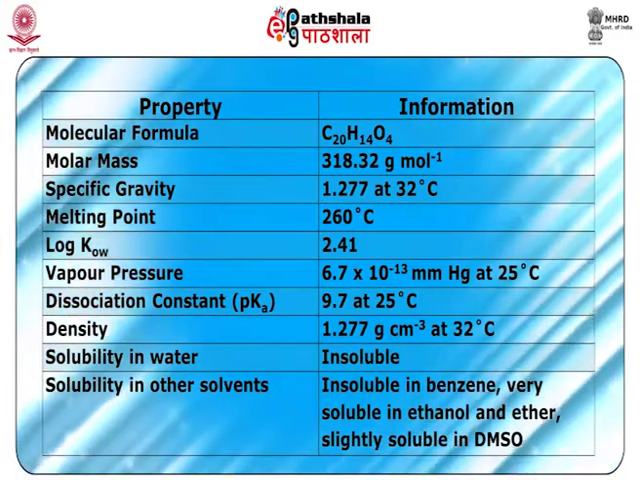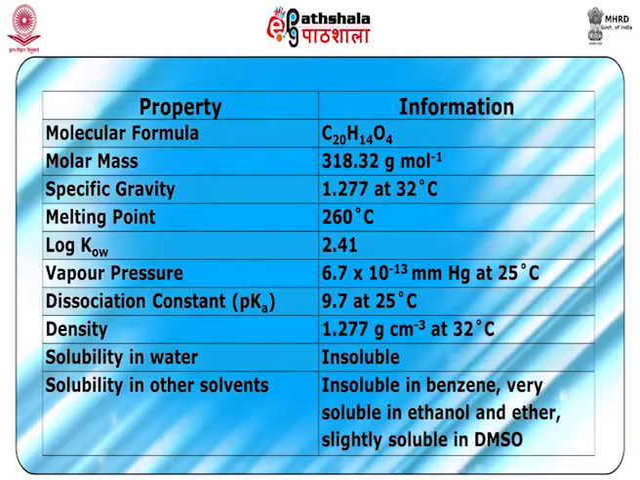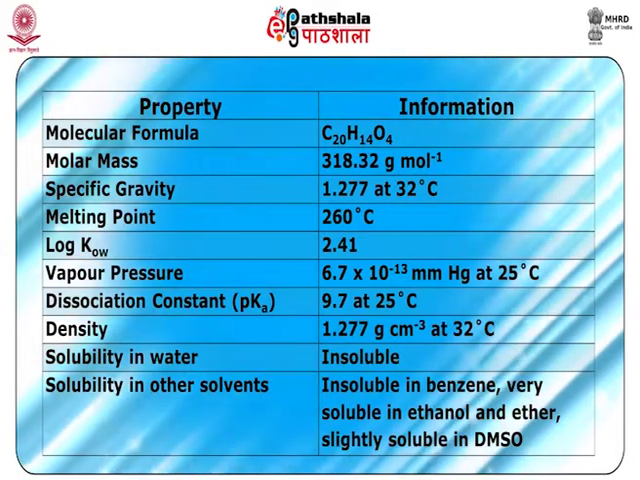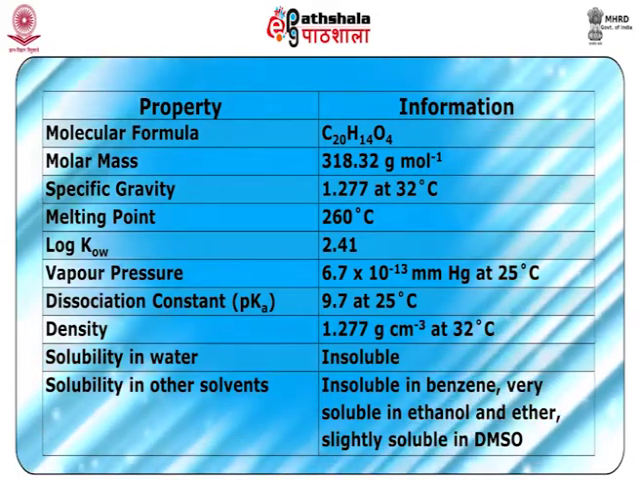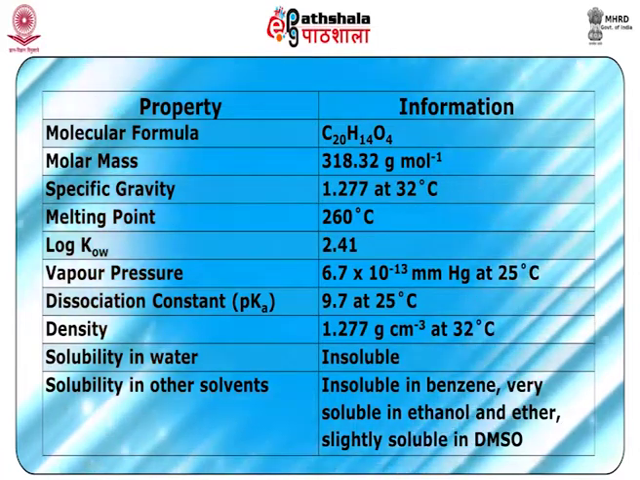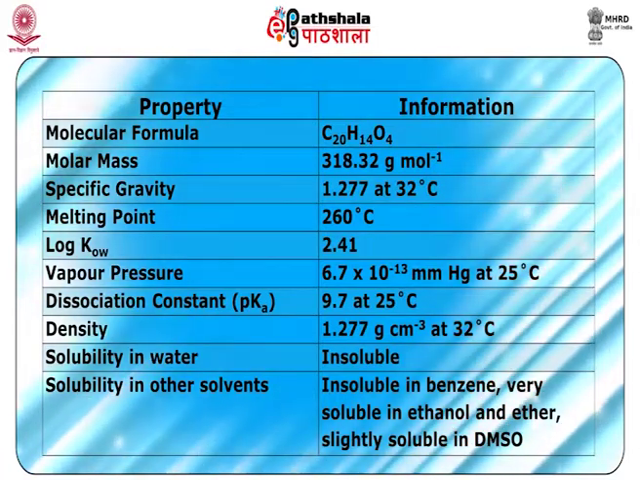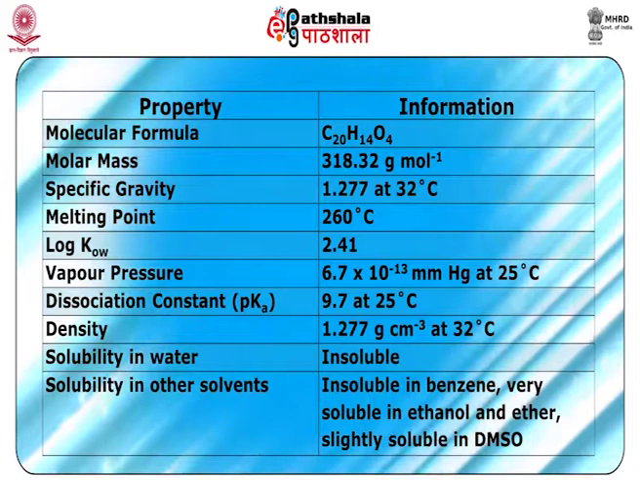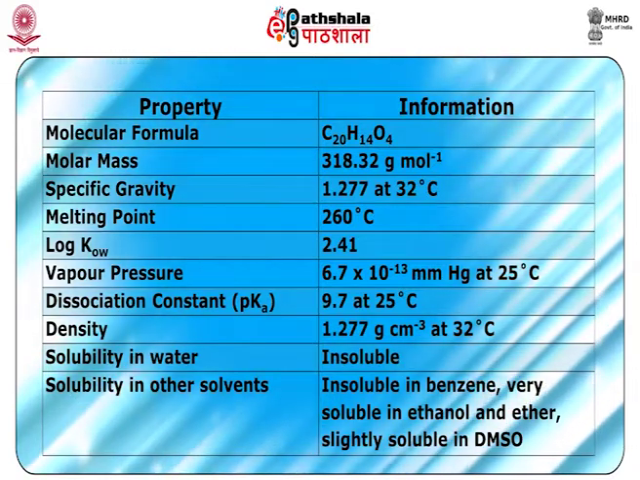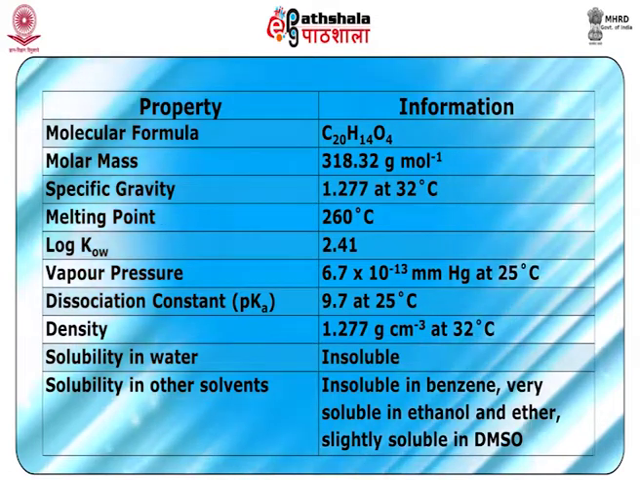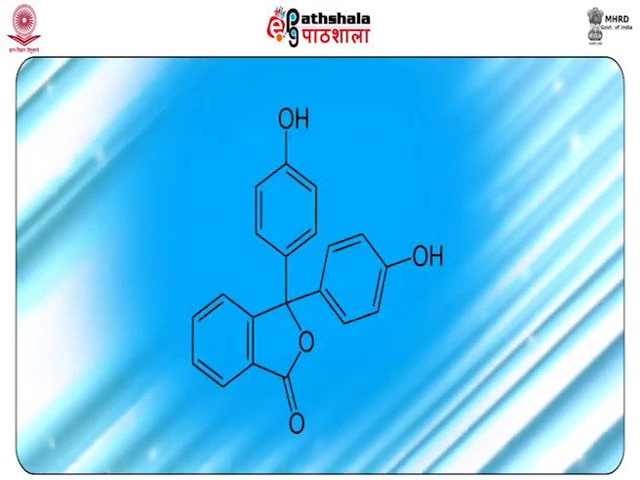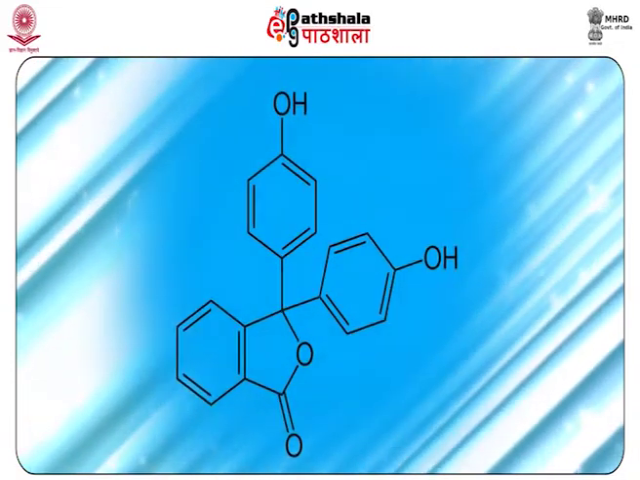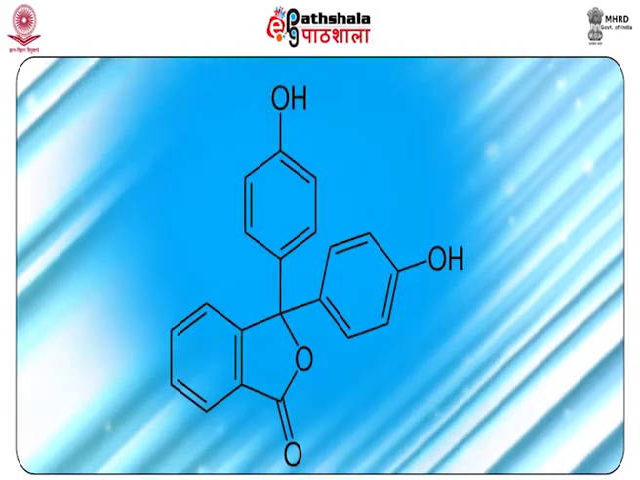Density: 1.277 grams per cubic centimeter at 32 degrees Celsius. Solubility in water: insoluble. Solubility in other solvents: insoluble in benzene, very soluble in ethanol and ether, slightly soluble in DMSO. The molecule has four different forms, each giving a specific color based on the pH of the solution.